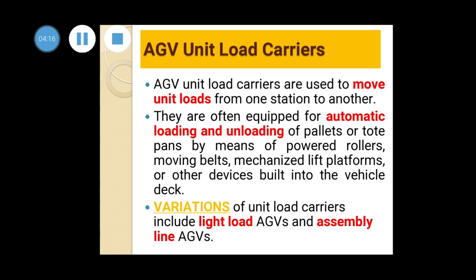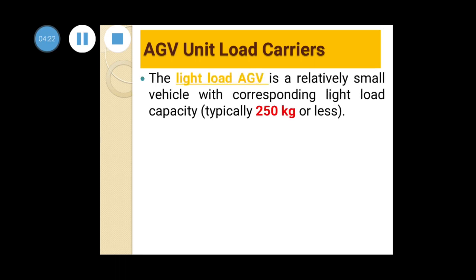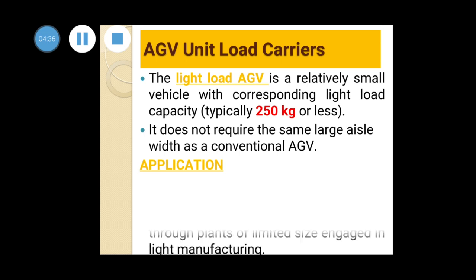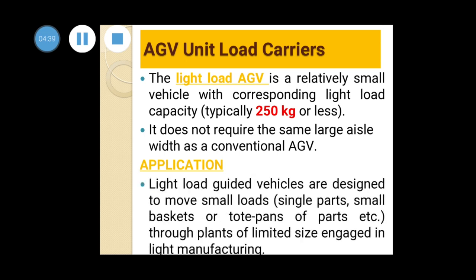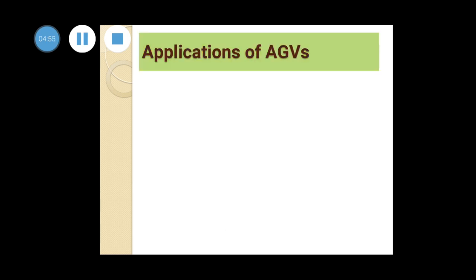Variations of unit load carriers include light load AGVs and assembly line AGVs. The light load AGV is a relatively small vehicle with corresponding light load capacity of 250 kg or less. It does not require the same large aisle width as a conventional AGV. Light load guided vehicles are designed to move small loads through plants of limited size engaged in light manufacturing. An assembly line AGV is designed to carry a partially completed subassembly through a sequence of assembly workstations to build the product.